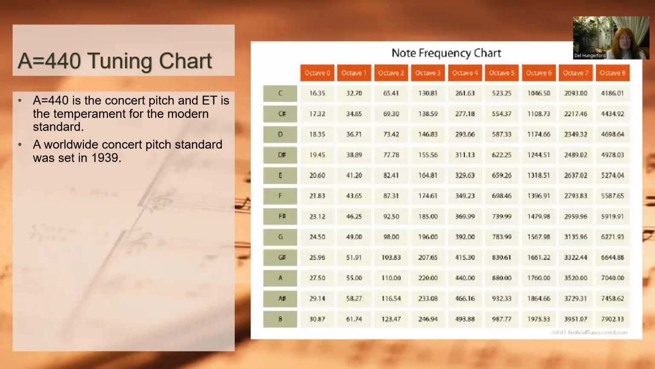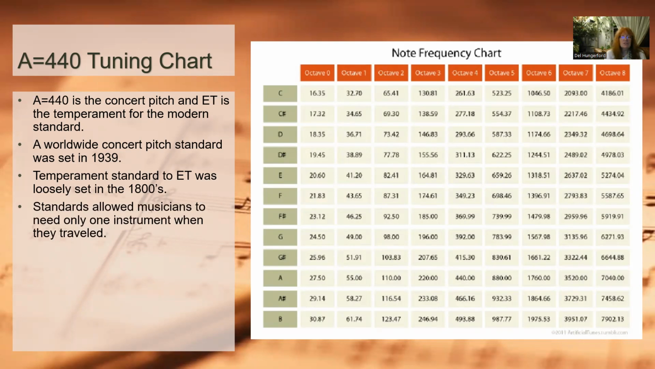A worldwide concert pitch standard was set in 1939, which I've already said. Temperament standard was loosely set in the 1800s. You'll understand the loosely here in a bit. Standards allowed musicians to need only one instrument when they traveled. Imagine going from your city to the next city and you needed a wrench. I mean, you needed a socket set. Well, your city measures the socket set differently than the city next to you measures their socket set. So they're not interchangeable. They don't work together because they're not made to work together.